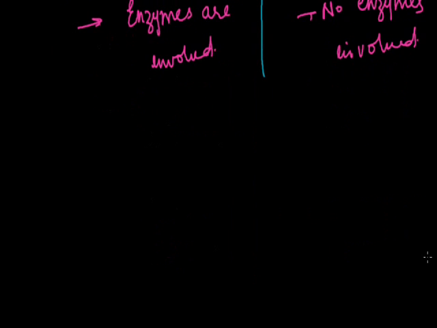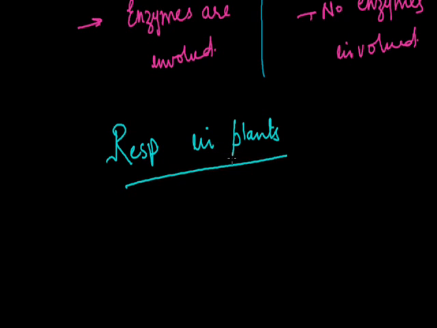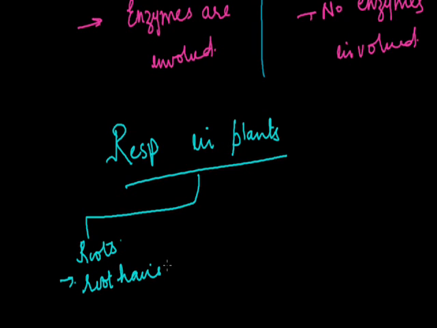Let us switch on to respiration in plants. How is respiration done in plants? Plants respire with the help of three things. They respire with roots, they respire with stems, and they respire with leaves. When they respire with the help of roots, actually these are not roots. The roots have extensions which are called root hairs. So root hairs absorb oxygen by the process of simple diffusion, and then this oxygen reaches other cells.